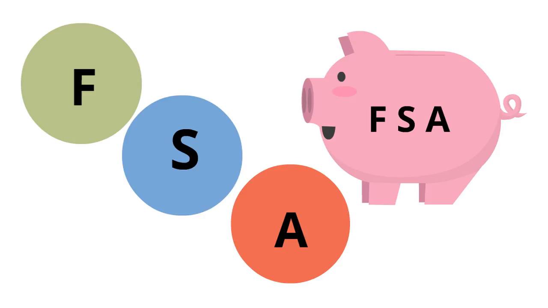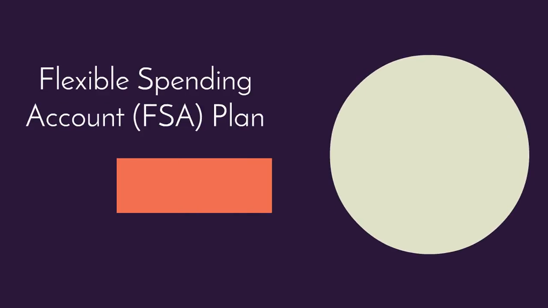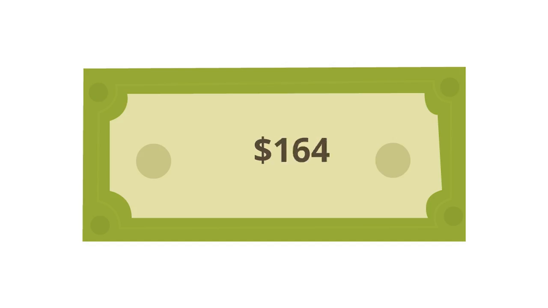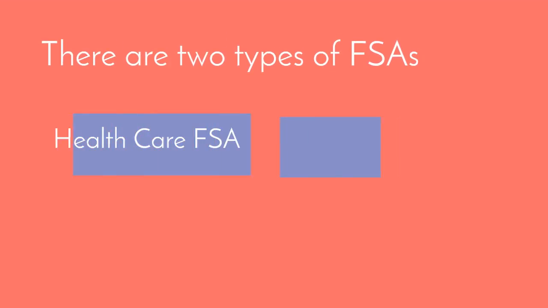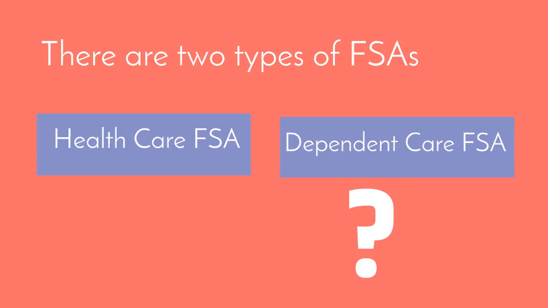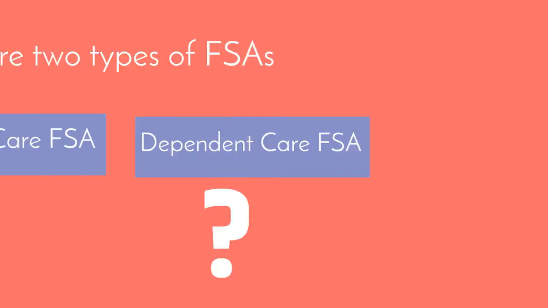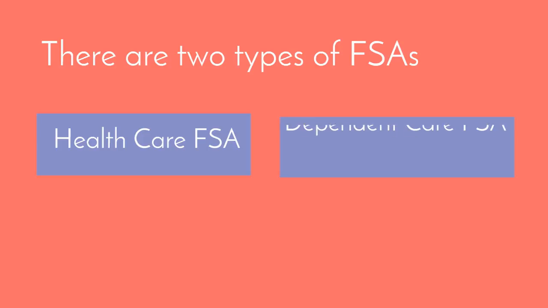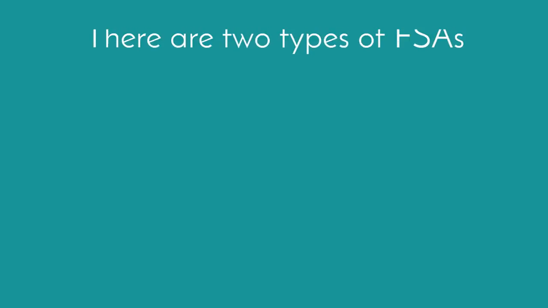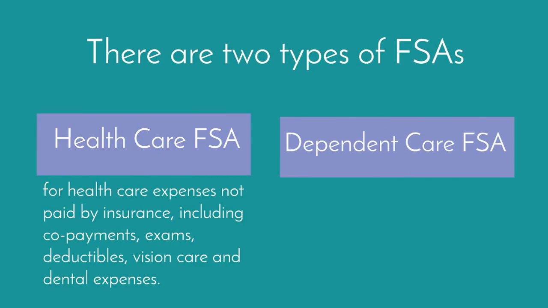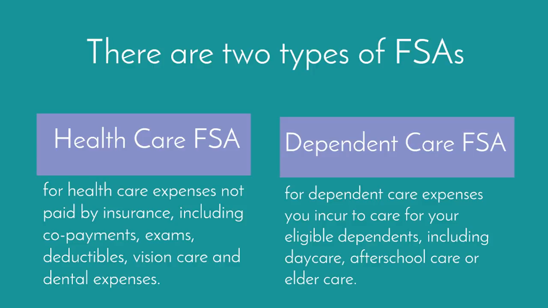There are two types of FSAs, Healthcare FSA and Dependent Care FSA. The Healthcare FSA is for healthcare expenses not paid by insurance, including co-payments, exams, deductibles, vision care, and dental expenses. The Dependent Care FSA is for dependent care expenses you incur to care for your eligible dependents, including daycare, after-school care, or elder care.